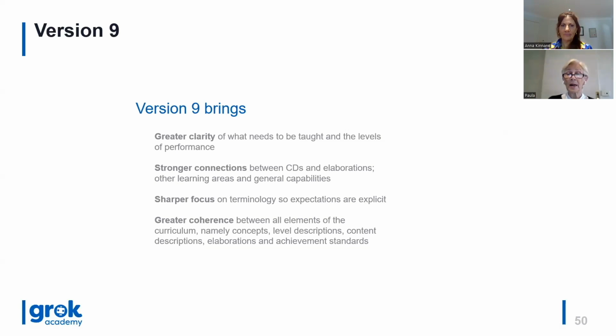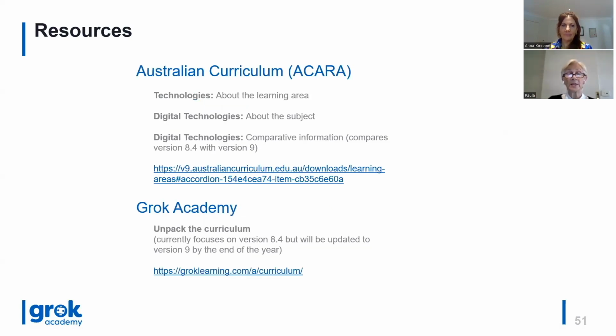So just finishing my little bit, if you want to have a look at some further resources to help you get a handle on version 9, go to the Australian Curriculum website, and in particular, I suggest that you read 3 documents. One is about the learning area, one is about the subject. And for an auditing purpose, have a look at the comparative information document, because I think it's really useful for you to have a look at your teaching and learning resources now.